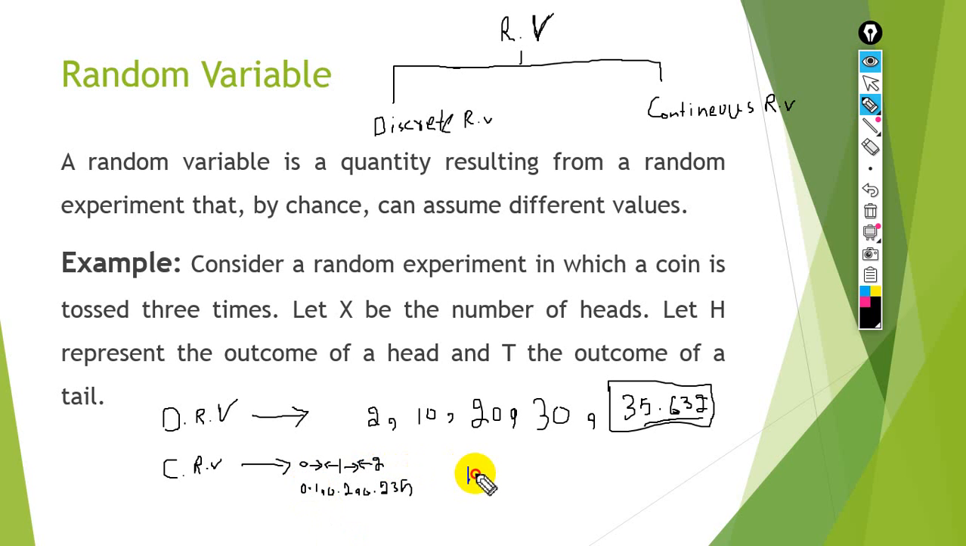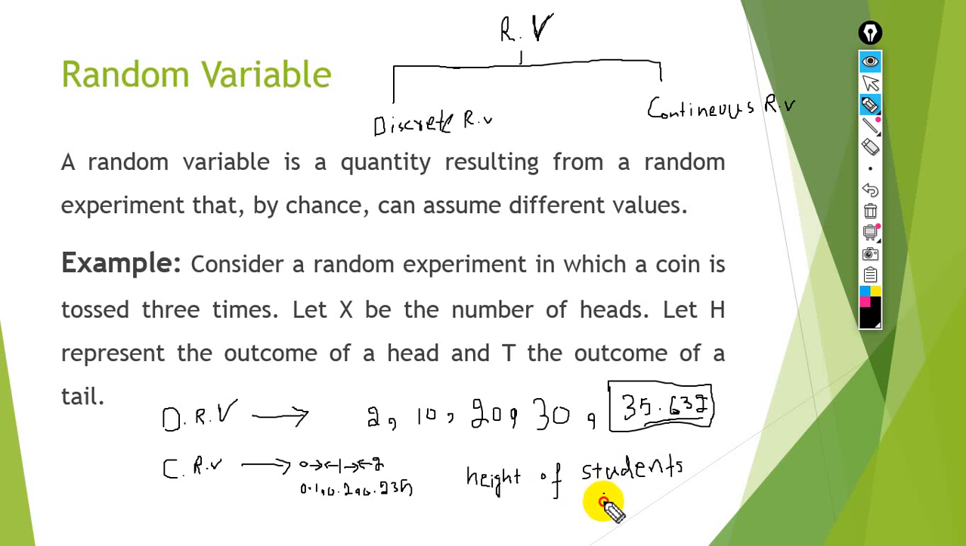For example, height of students. So height of students, we can say that this is the continuous variable. Here there are no jumps.